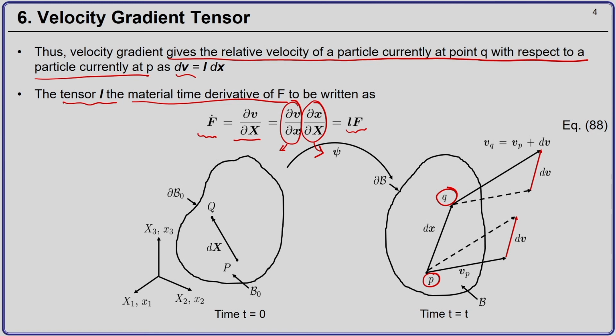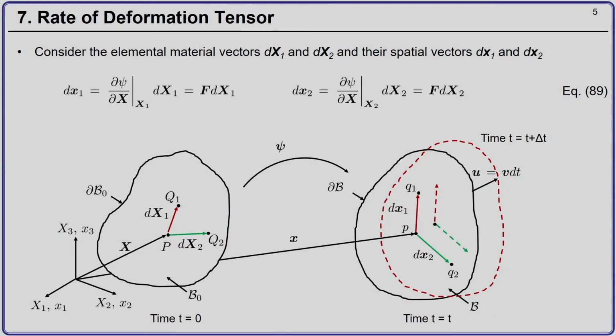So, using this relation I can relate the material time derivative of the deformation gradient tensor with the velocity gradient tensor and the deformation gradient tensor. This relation we have to remember, because in later slides when we are doing some derivations, this will come very often. Now, coming to the next topic of rate of deformation tensor.